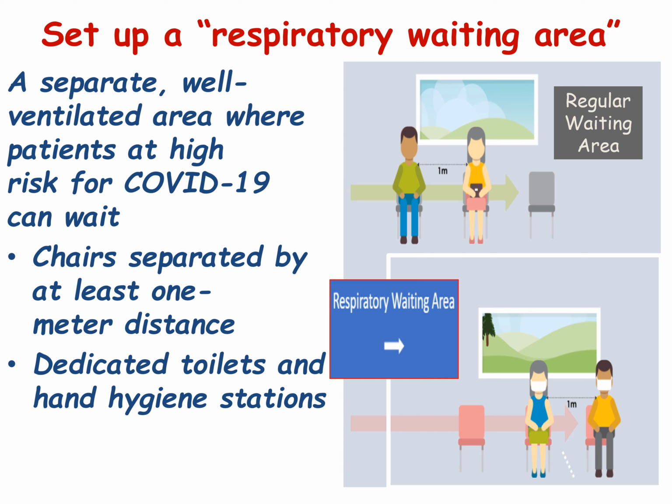In setting up a respiratory waiting area, healthcare facilities should designate a separate, well-ventilated area where the patients at high risk for COVID-19 can wait. This area should have benches, stalls, chairs separated by at least 1 meter distance. Respiratory waiting areas should have dedicated toilets and hand hygiene stations.